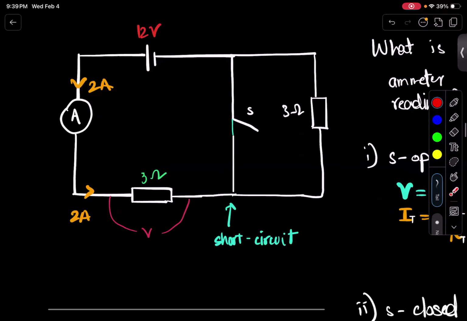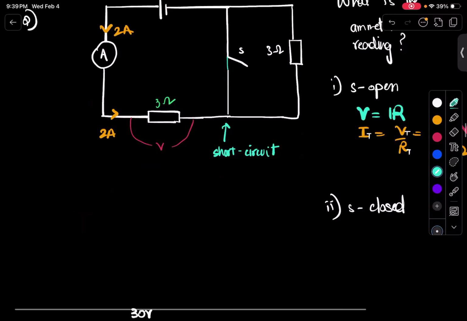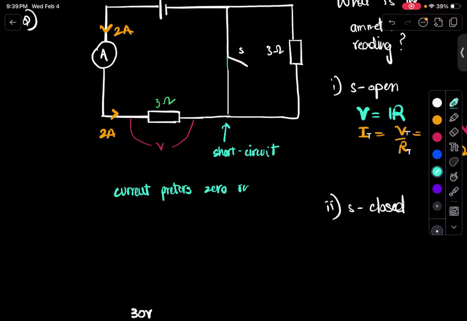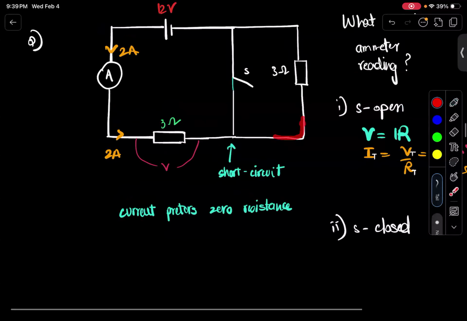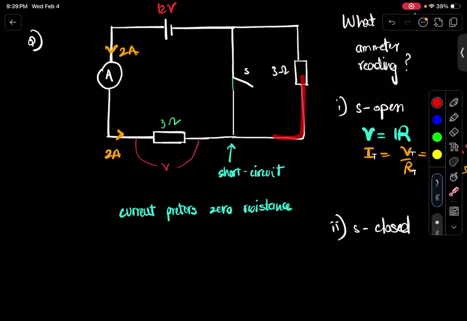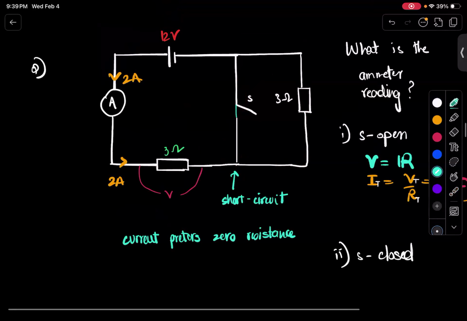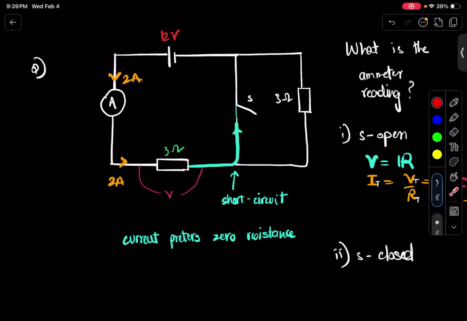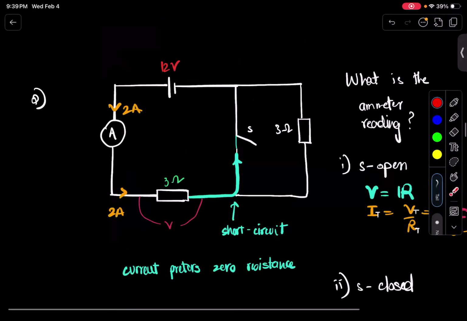What happens is that current only likes to take the path of least resistance. Current prefers zero resistance. And what is that wire? Compared to this wire, this wire has zero resistance, right? So the current is actually going to ignore this path and take the path of this closed switch, which has zero resistance. Now, what is the effective circuit?